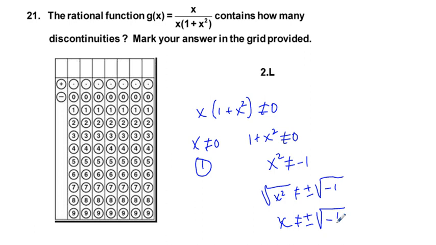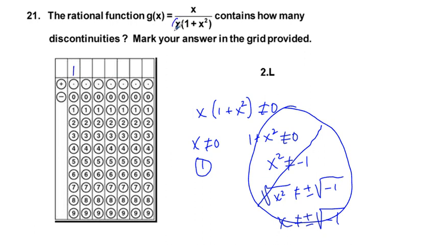Is this square root of negative 1 a real number? No, it is not. So we do not have a discontinuity here based on 1 plus x squared, but we have one based on this particular x here. And so we have one discontinuity in this rational function.